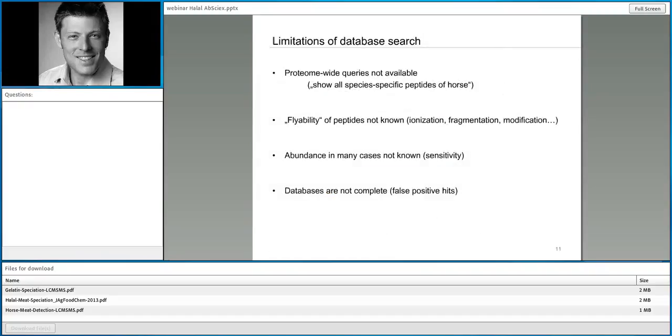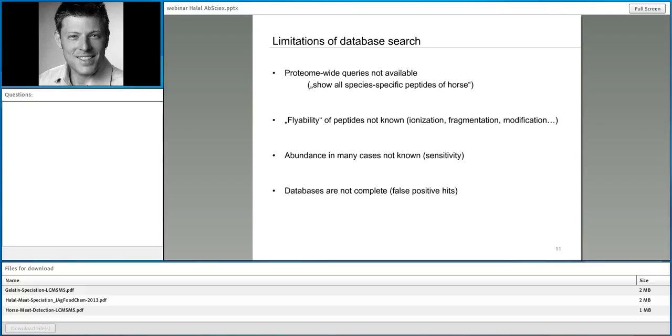However, database search has some limitations. You cannot, at least as far as I can see, do proteome-wide queries. So you cannot ask the BLAST databases, show me all species-specific peptides of horse. You have to do it protein per protein, and this can be laborious. And the second problem is that the flyability, so the behavior in mass spec of the peptide, is not known. It's a complete in silico approach.